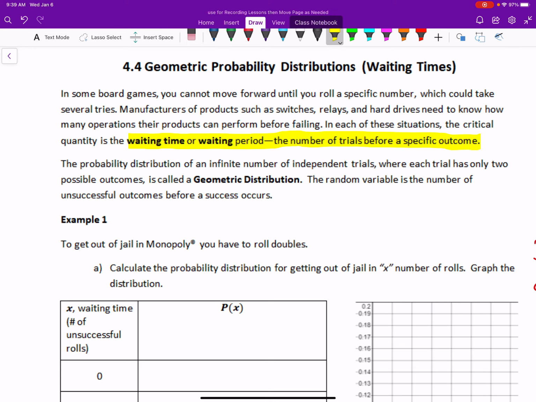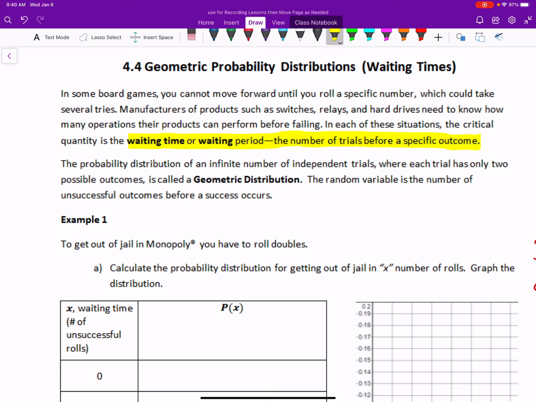The probability distribution of an infinite number of independent trials, where each trial has only two outcomes, is called a geometric distribution. The random variable is the number of unsuccessful outcomes before success occurs.